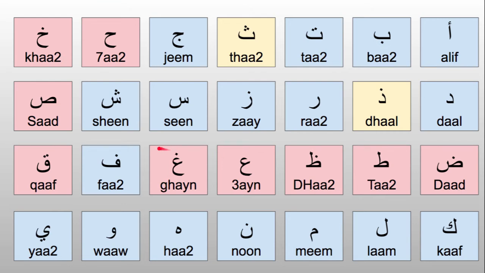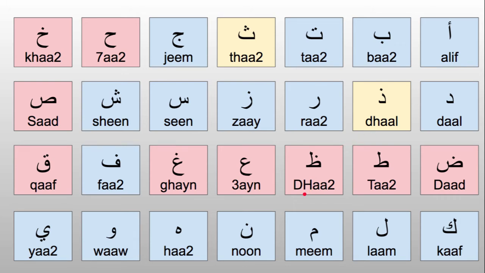In addition, some of the sounds are stronger or more emphatic. For example, the letter sod, it's not sad, it's sod. So that's why we use a capital S. And the same for dod, it's not dad, it's dod. That's why we use a capital D. And for Ta, it's not ta, which is another letter here. So we use a capital T. And also for dha, we use the combination DH as in dal, but since it's a stronger sound, it's dha.